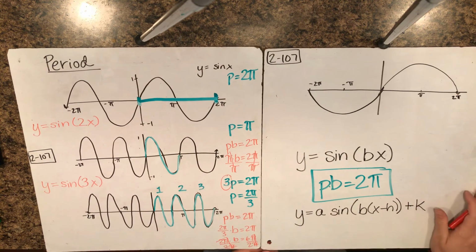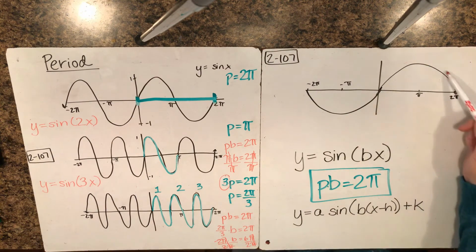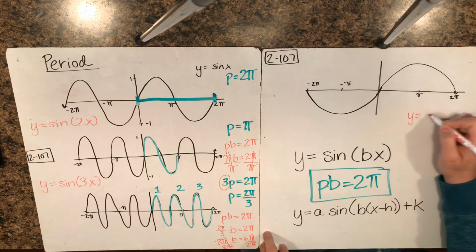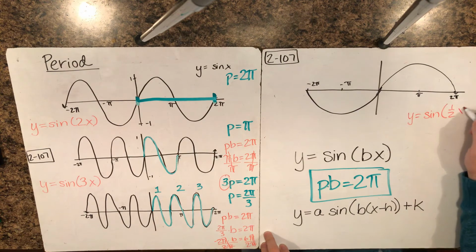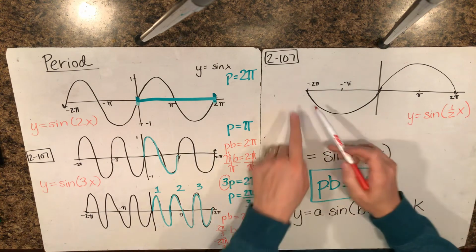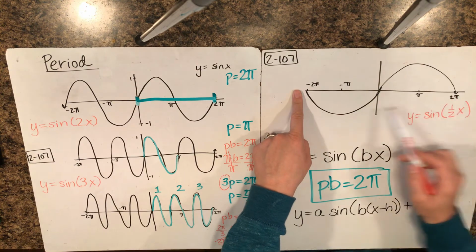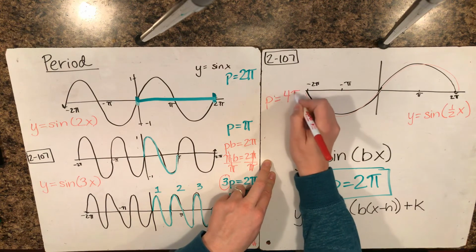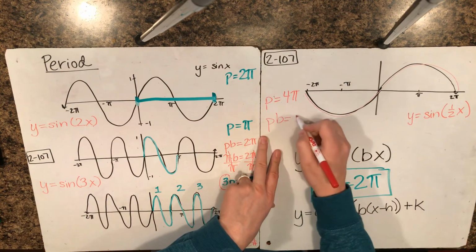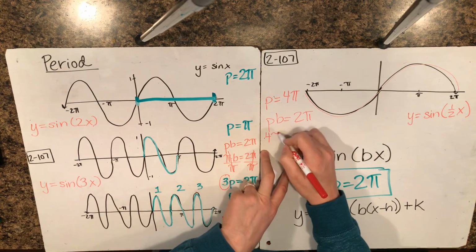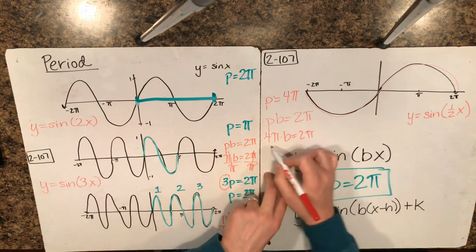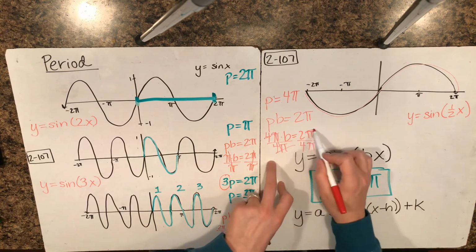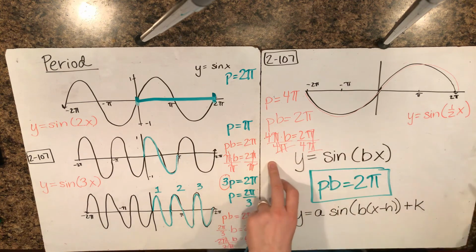Okay, so let's look at this third one. How many cycles happen between 0 and 2 pi? Well, that's only half of a cycle. So in this case, this is sine of 1/2 x. Or I can say, all right, my period, it takes 4 pi to get to 1 period. The period is 4 pi. So what's my b value? Period times B equals 2 pi. Period is 4 pi times b equals 2 pi. Divide both sides by 4 pi. Pi and pi, giant 1, 2 over 4, 1/2.